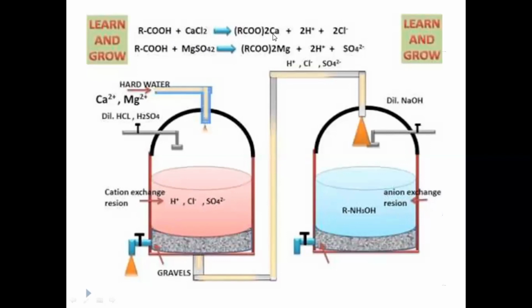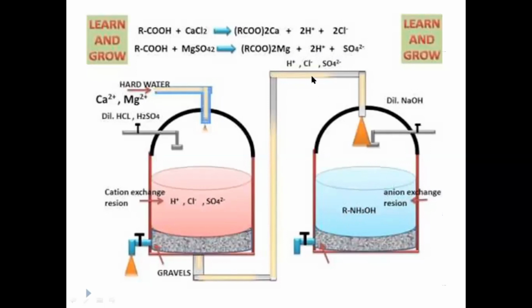Then the calcium cations are replaced with H plus, and the reaction gives (RCOO)2Ca plus 2H plus 2Cl minus. The remaining water contains H plus and the anions present in hard water. And here RCOOH plus MgSO4 gives (RCOO)2Mg plus 2H plus and SO4. The remaining water contains H plus and the remaining hardness-causing anions. The remaining H plus and hardness-causing anions are passed through the next compartment, that is, the anion exchange resin.